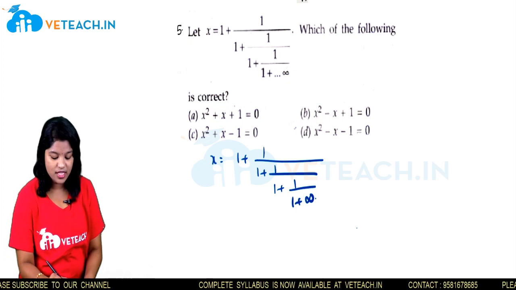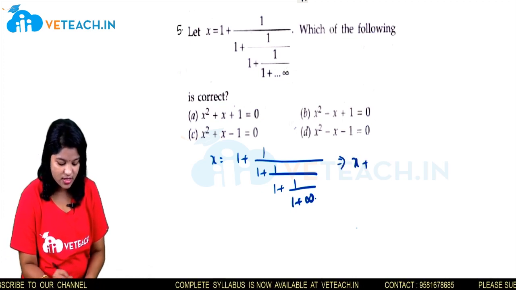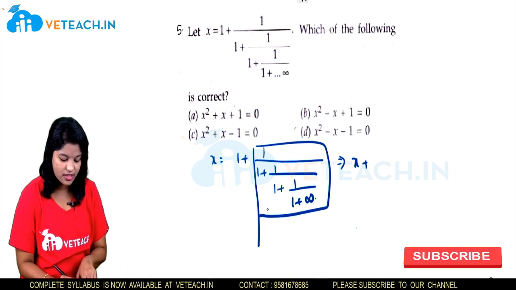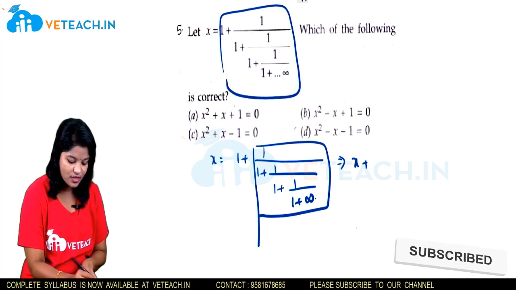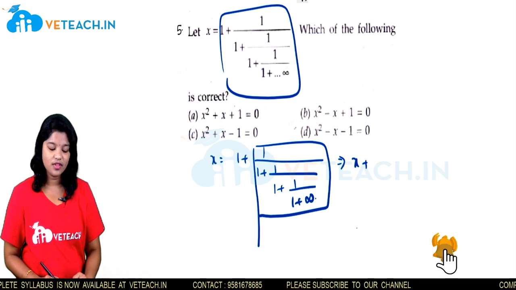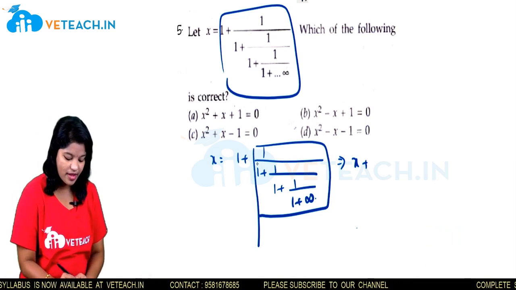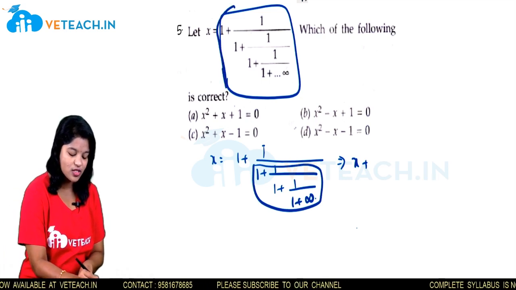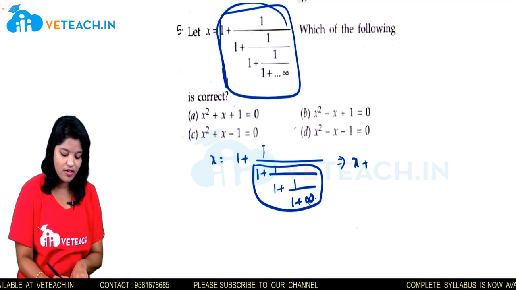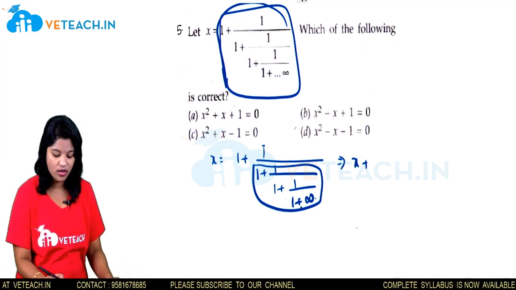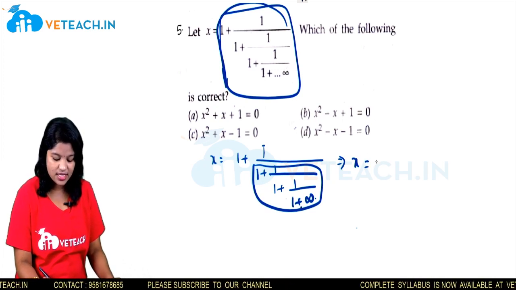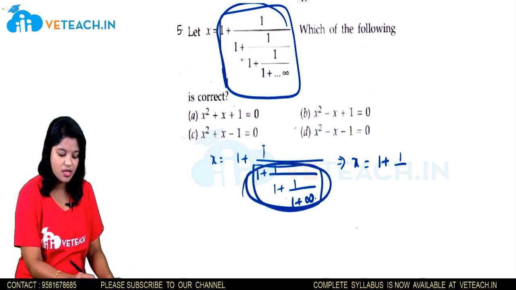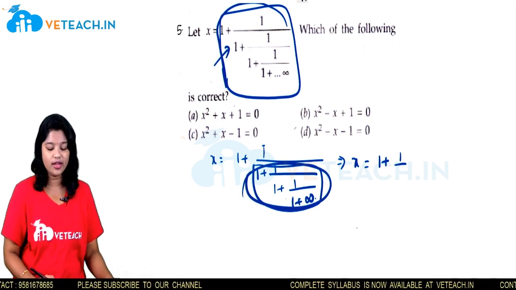Now consider this term here, it is of the form of x itself, that is 1 plus 1 by 1 plus 1 by 1 plus 1 by, and so on. So I can write it as x is equal to 1 plus 1 by, and out of this whole term I am just substituting the value x because they both are equal.